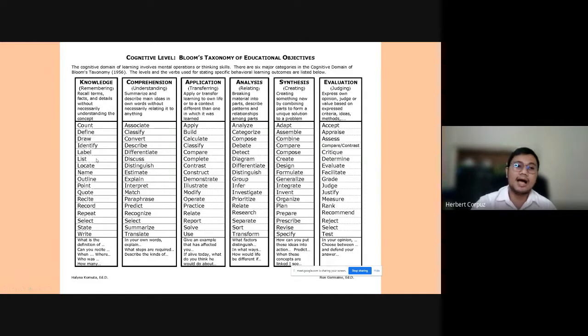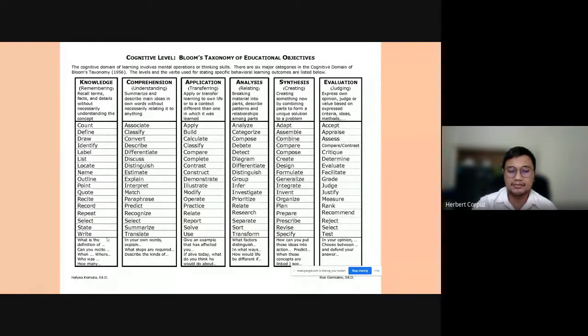Okay, and to recall terms, or to do memorization of facts or important concepts or theories in a lesson, we can make use of the following verbs: count, define, draw, identify, label, list, locate, name, outline, point, quote, recite, record, repeat, select, state, and write.